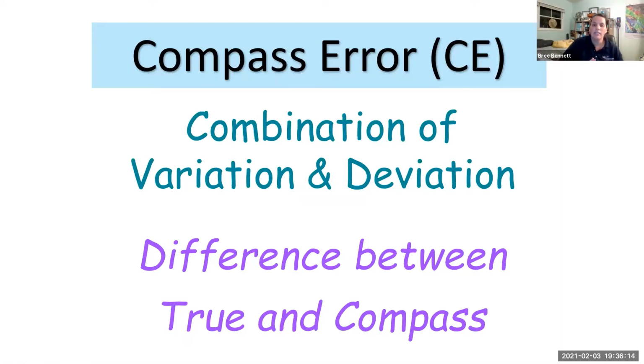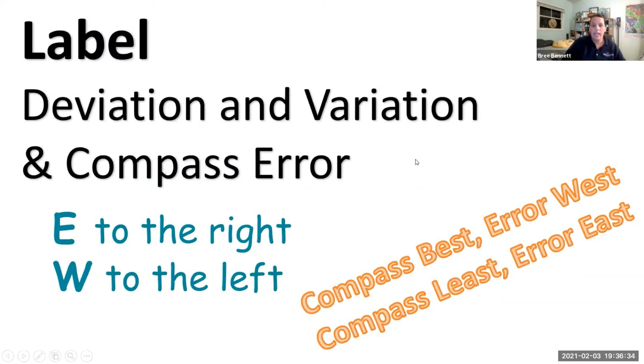combination of variation and deviation. It's basically, compass error is what it says. It's the difference between true north and whatever your compass says. So essentially, it's that combination of variation and deviation. And compass error, variation, and deviation are all labeled with an east or a west, to the right or to the left.